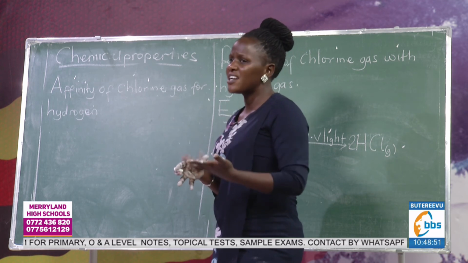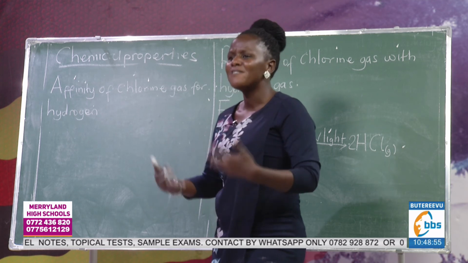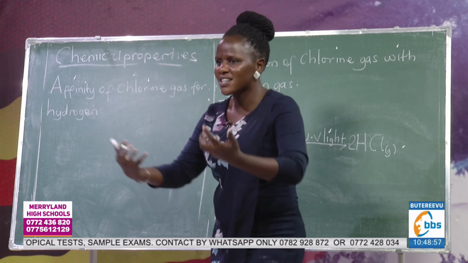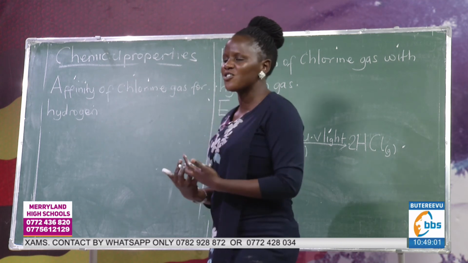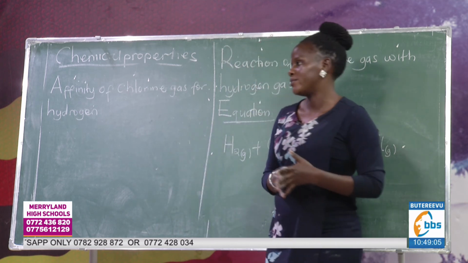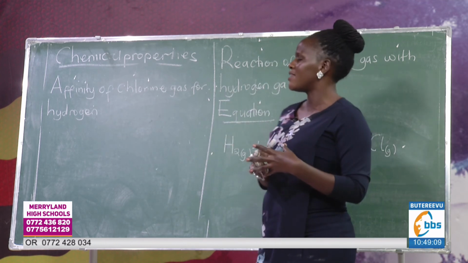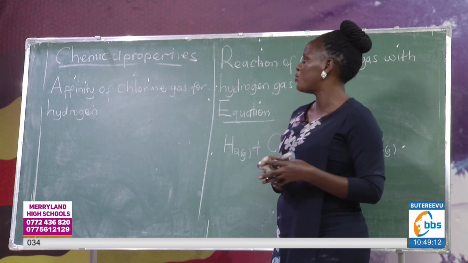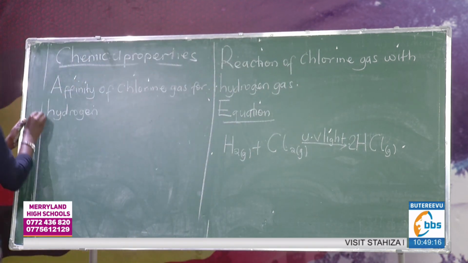Affinity of chlorine gas for hydrogen. Chlorine has high affinity for hydrogen. It tends to abstract the hydrogen from compounds that contain hydrogen, leaving behind the other part of those compounds. So, the best example we basically talk of is turpentine. Turpentine, which is a hydrocarbon.